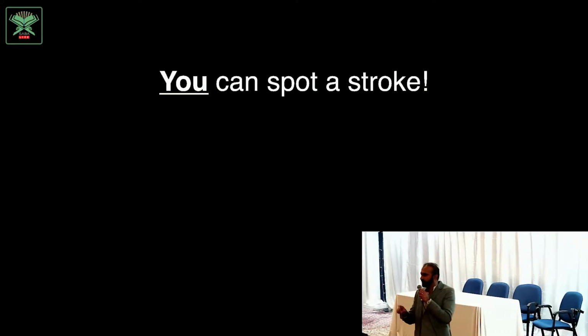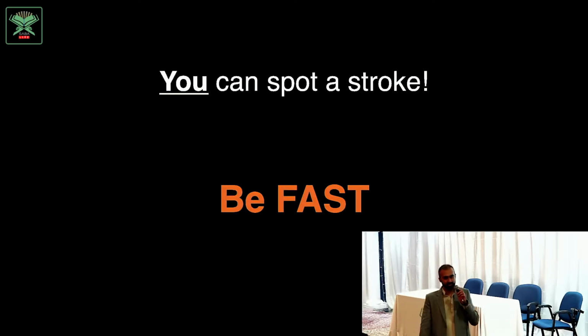So although it's a dire diagnosis, you can spot a stroke. Every one of you in this room can spot a stroke. The important thing is that you need to be fast. The F in FAST stands for face, so look out for facial drooping. You ask your relative that you think might be having a stroke to smile, and if one half of their face is not moving, it's a facial droop and it's concerning. This guy has a facial droop.